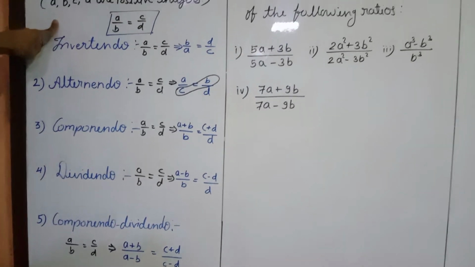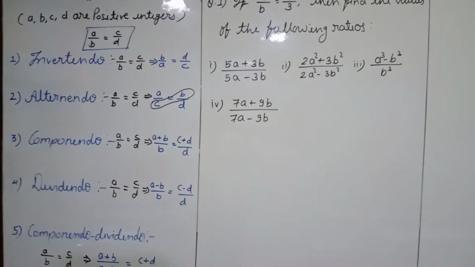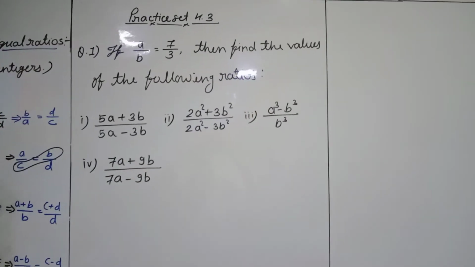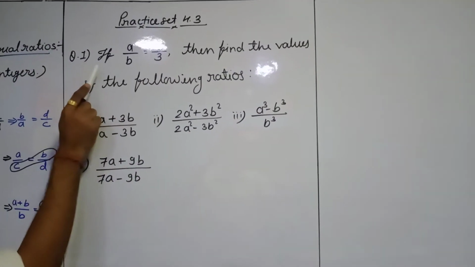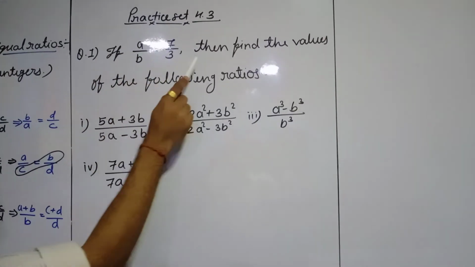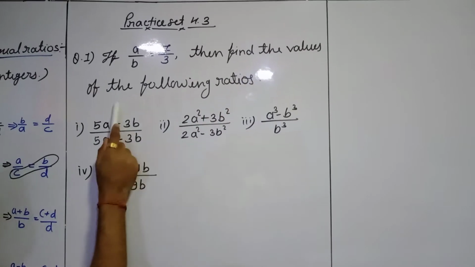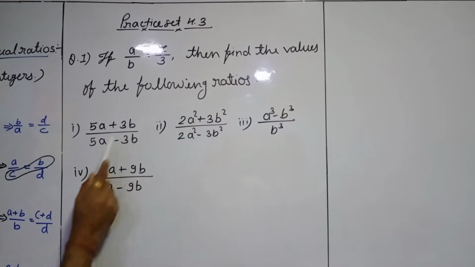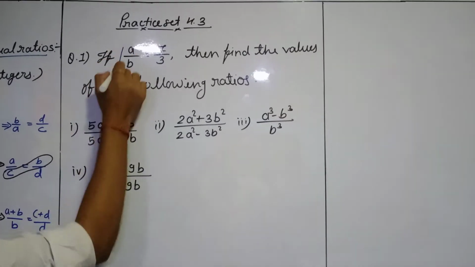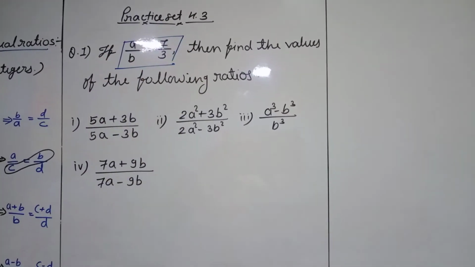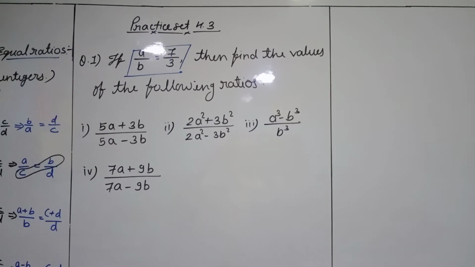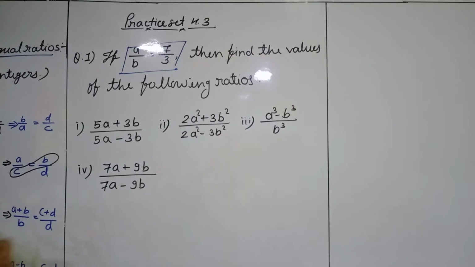So we have to find the answers of the given sums. Let's start practice set number 4.3. Here we have question number 1. If A upon B is equal to 7 upon 3, then find the value of the following ratios. Here we have 4 sub-questions. By using this given information, A upon B is equal to 7 upon 3, we have to find the value of these 4 given ratios.